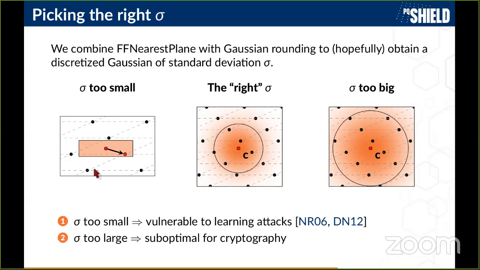This is not only an issue of correctness, it's an issue of security, because if sigma is too small, you can learn the shape of the private basis by doing a lot of signing queries. This was first done by Nguyen and Regev in the context of the hash-and-sign scheme, and later by Ducas and Nguyen. This is not an exhaustive list. So that's one reason why sigma should not be too small.